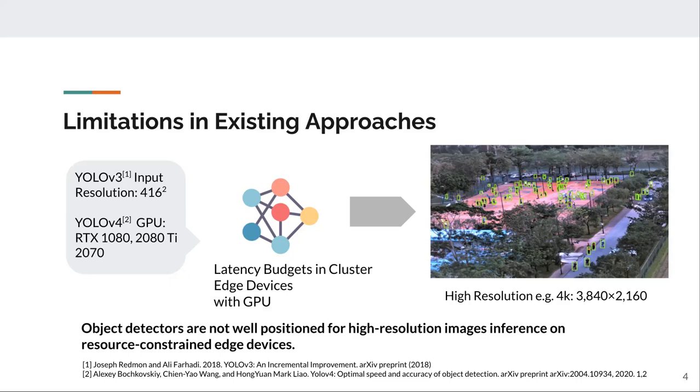So now, we send those videos with very high resolution, 4K for instance, which is 3840 by 2160. So what's the problem? Object detectors are not well positioned for high resolution image inference on resource constrained edge devices.